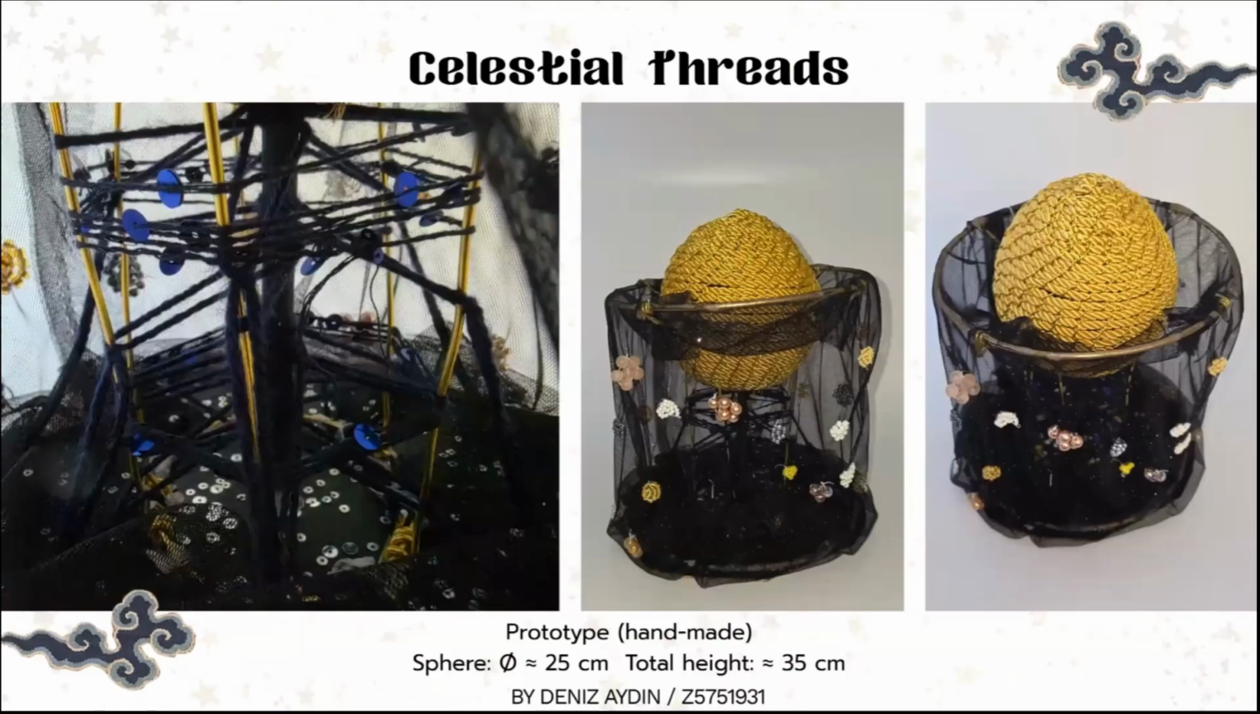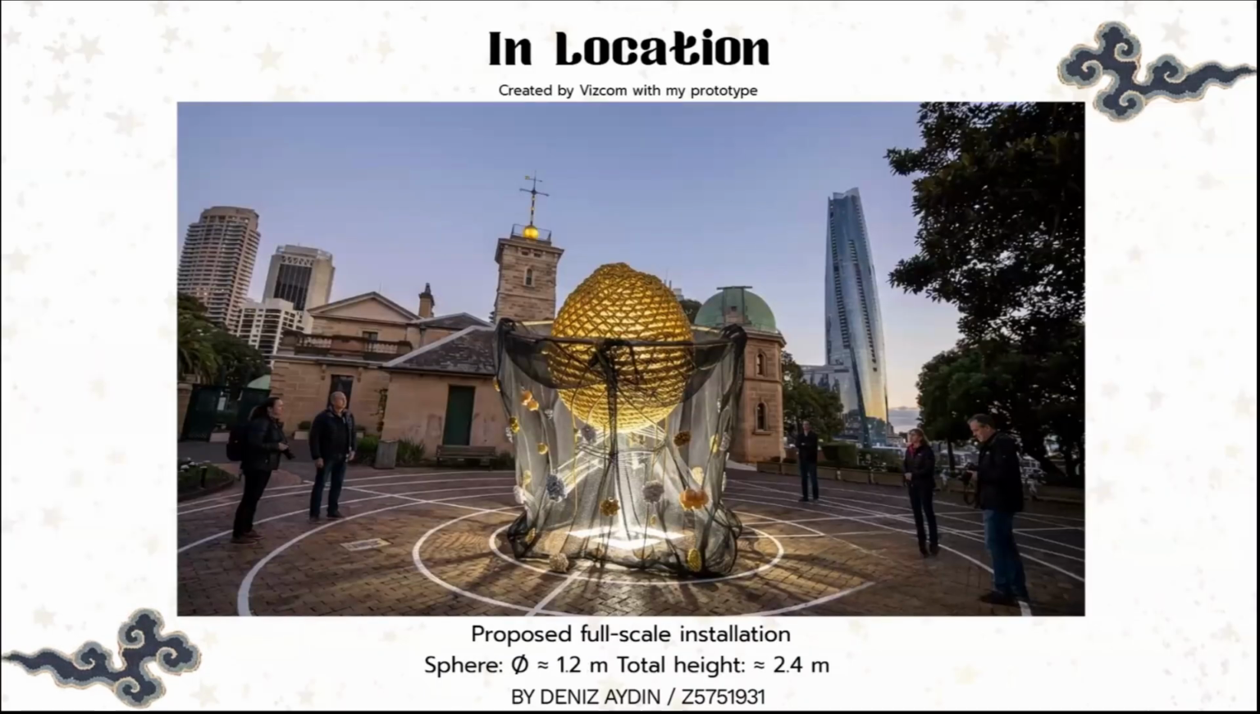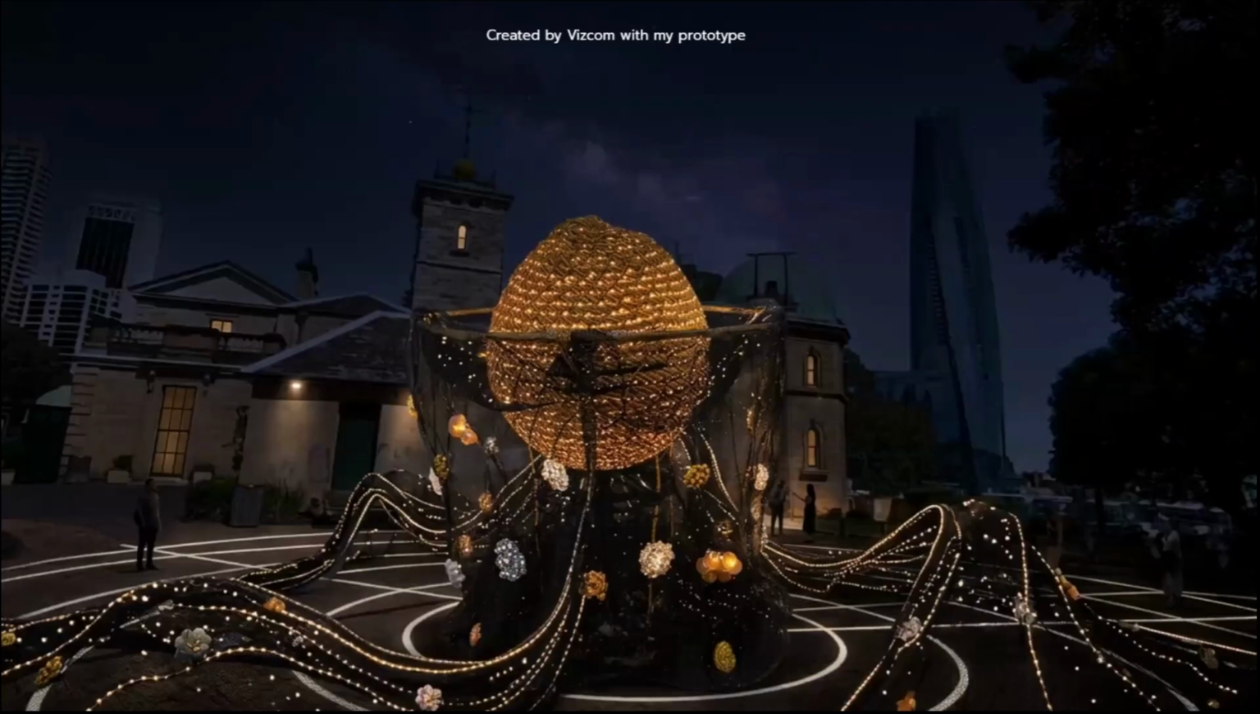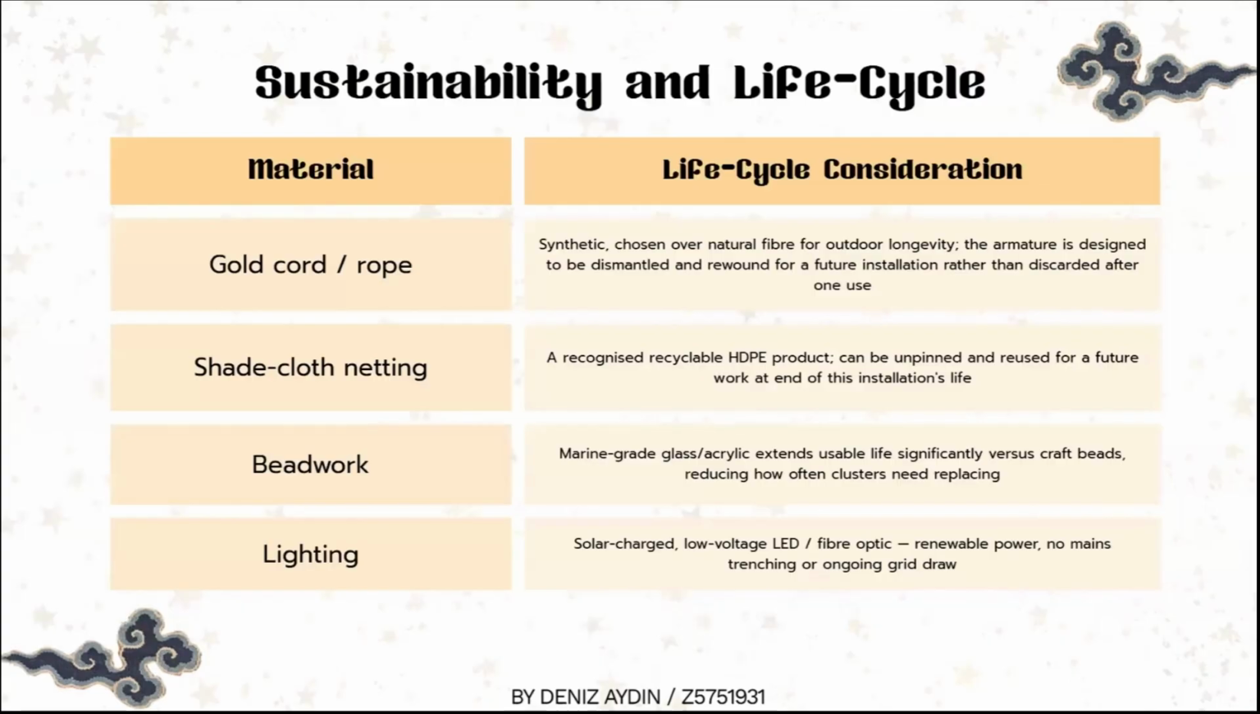My prototype is 35 centimeters. And these are the real life images. For the full scale installation, my aim is to make it 2.4 meters. And this is how it looks at night. And this is the sustainability and life cycle table.